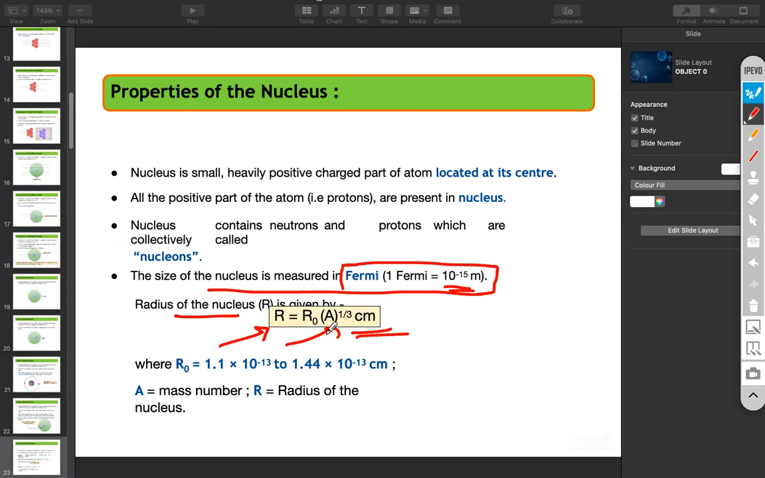So could you please explain that formula again? R equals R naught A to the power 1 by 3. This is the radius of nucleus formula. R naught is a constant here. This is the value of the constant.